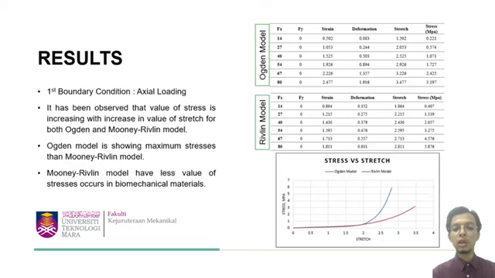In axial loading, less deformation occurred in the Mooney-Rivlin model than the Ogden model. Higher stresses occur in the Ogden model under axial loading as shown in the table. In both the Ogden and Mooney-Rivlin models, in the first boundary condition, it has been seen that the value of stress is increasing with the increase in value of stretch.